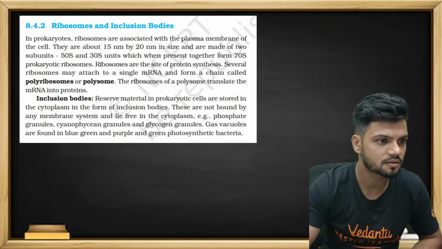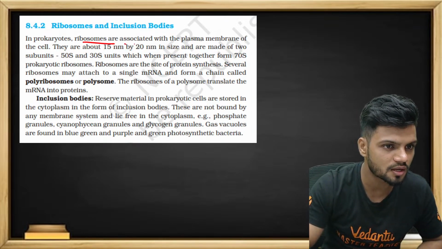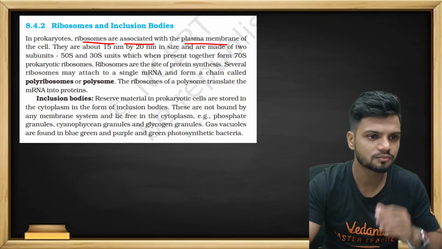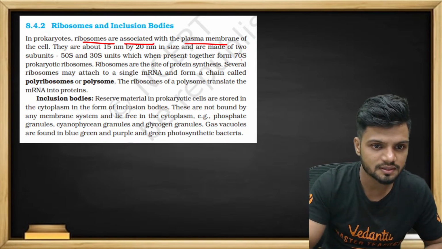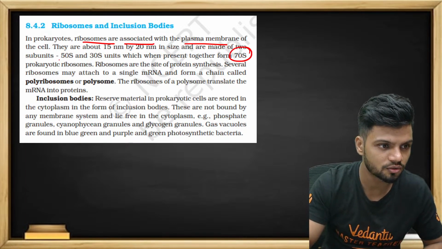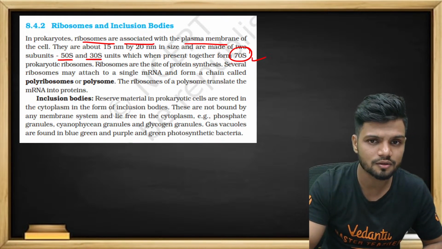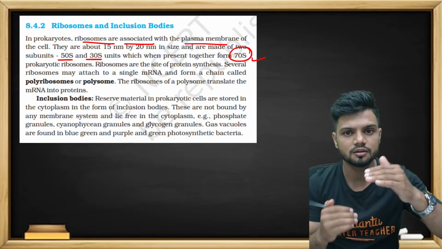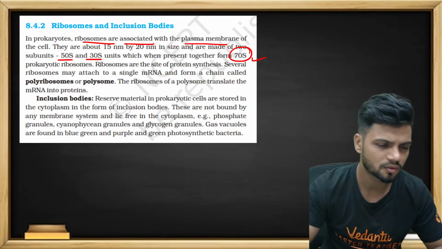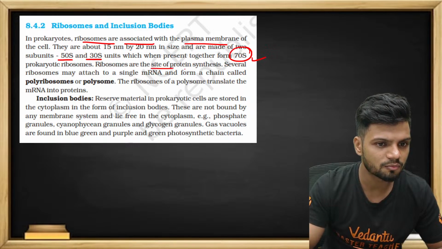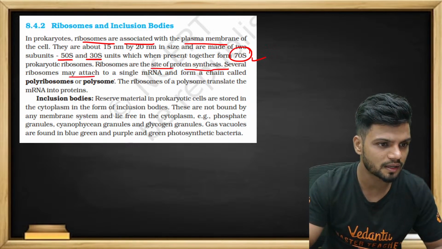Ribosomes and inclusion bodies. In prokaryotes, ribosomes are associated with the plasma membrane, as all of you know. So we have 70S ribosomes in prokaryotes, which are divided into 50S and 30S subunits. You will ask, sir, 50 plus 30 is 80, but why is it 70? Because this is based on the sedimentation coefficient, not an addition. Ribosomes are the site of protein synthesis. Several ribosomes may attach to a single mRNA.